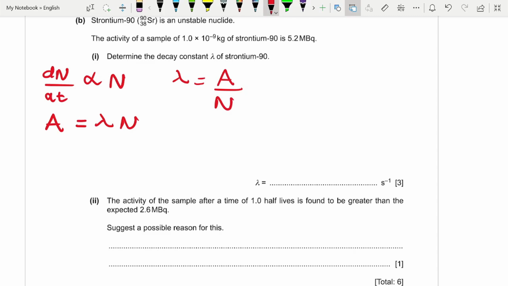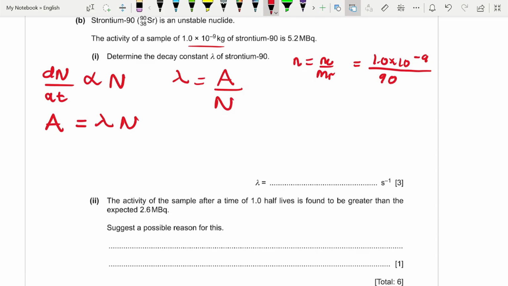But if you want to find the number of atoms, well, if you think about it, we have the mass, right? We can find the number of moles, which is equal to the mass divided by Mr. Our mass being 1.0 times 10 to the power of -9. Then our Mr, if we divide by this, is 90, right? 90 being our Mr. So if we do this, 1.0 times 10 to the power of -9 divided by 90, you're going to get the number of moles, which will be present over there.